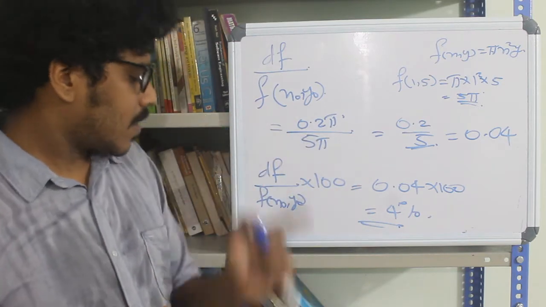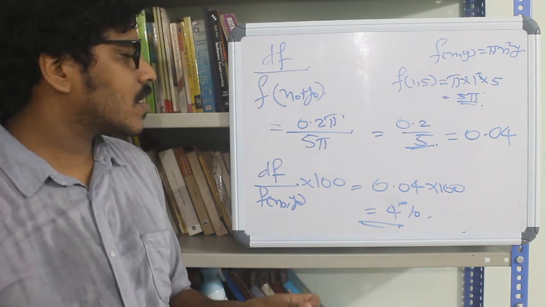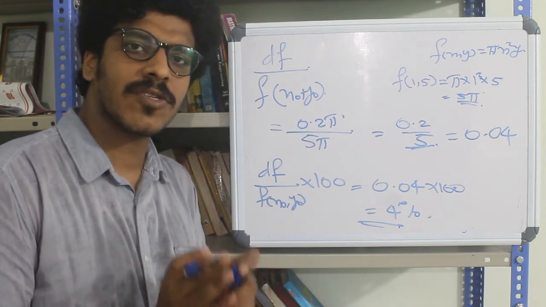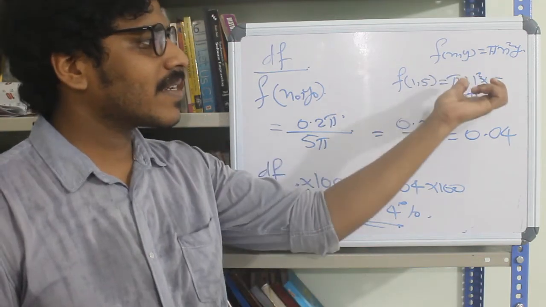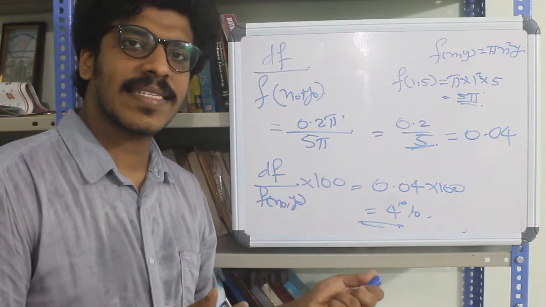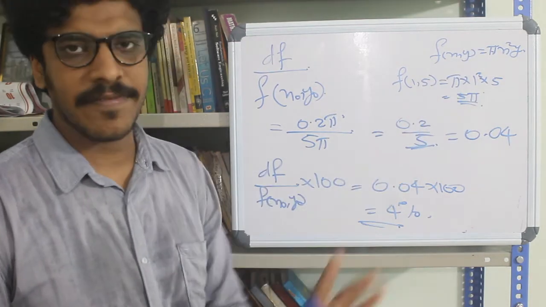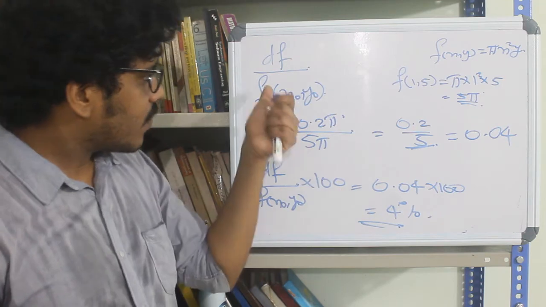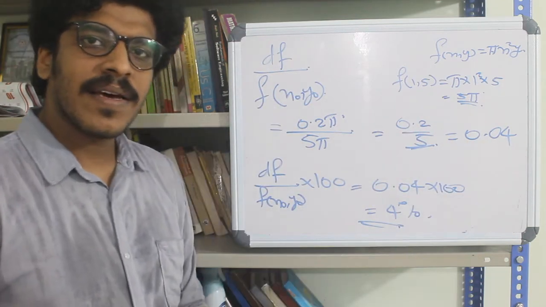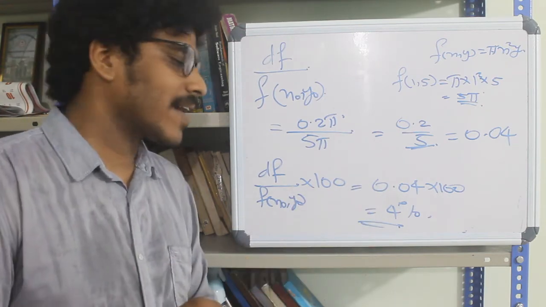So what was the absolute change here? It was 0.2 pi. So 0.2 pi was actually the approximation to the real change when we make a change of 0.03 units in x and negative 0.1 units in y from (1, 5). Okay, and we got the relative change to be 0.04. This actually measures the relative change, right?